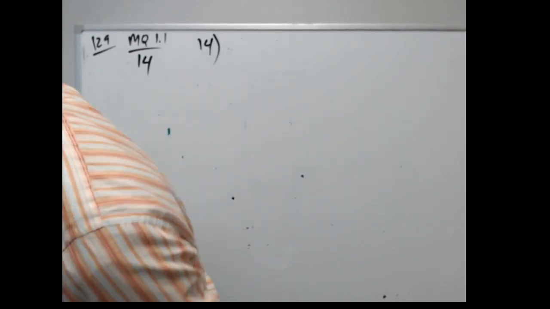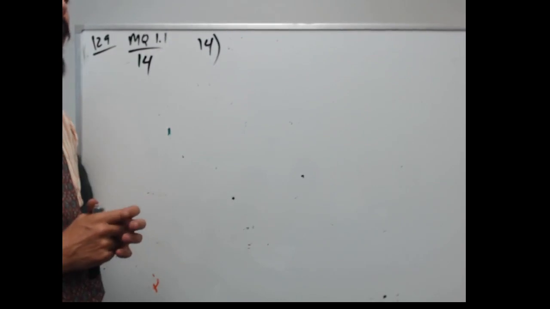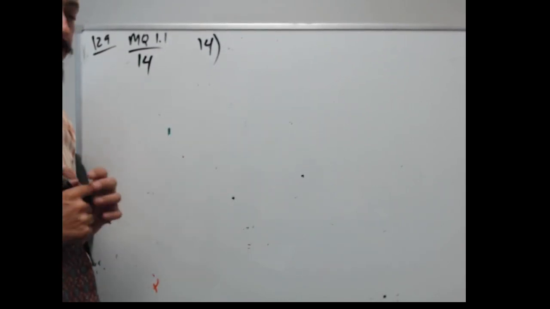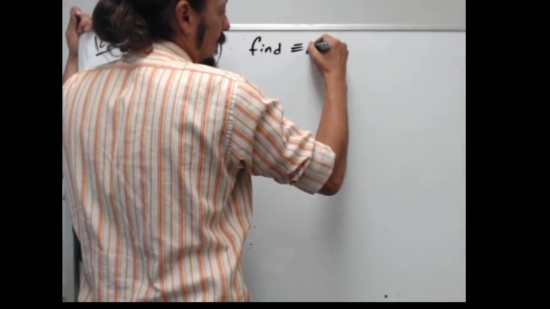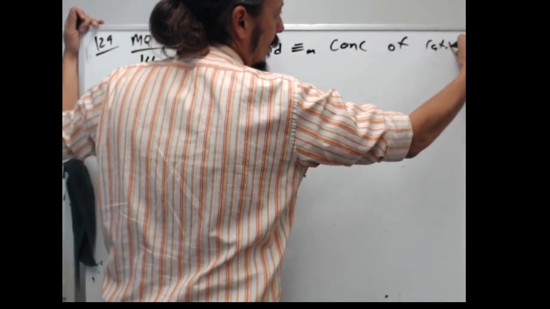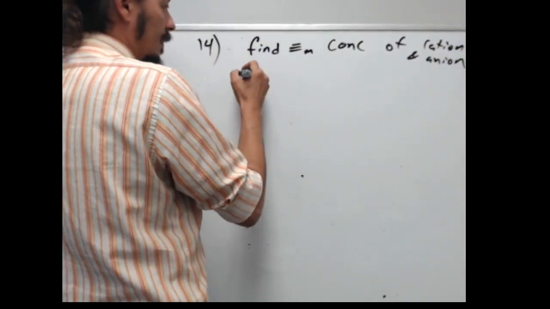So you all convinced me that I should do number 14, even though it's a graded question. What is the question? Find the equilibrium concentrations of the cations and anions in solution when you dissolve as much as possible calcium fluoride in water.